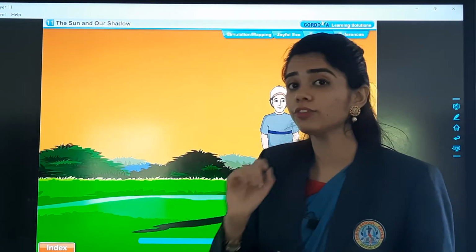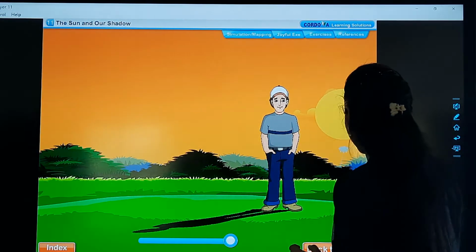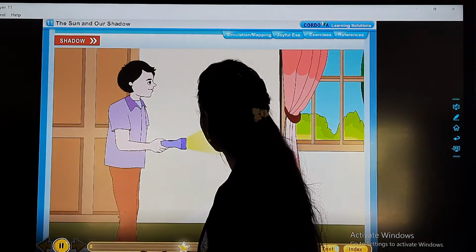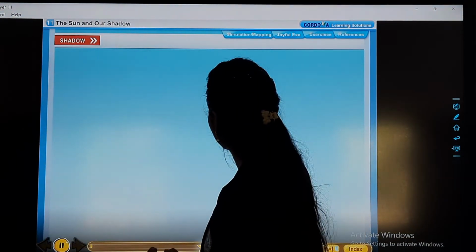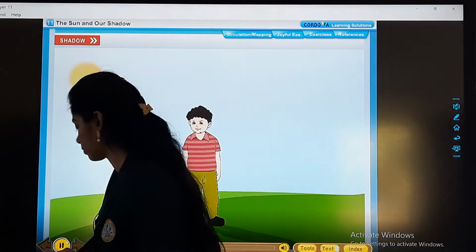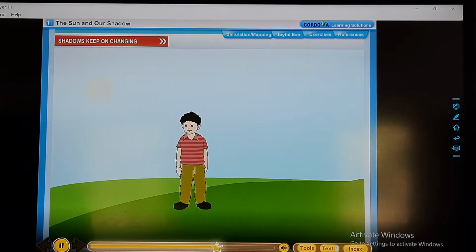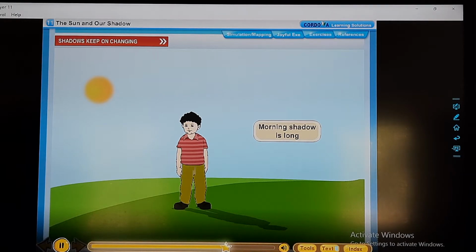Okay? So now we will finish our last topic, that is the shadow. Chapter 11. Light. The shadow of an object is formed on the opposite side of the source of light. The shape of the shadow depends on the shape of the object. Shadows keep on changing. We see our shadow during the daytime due to sunlight. Our shadow moves with us. Shadows change in length and direction.